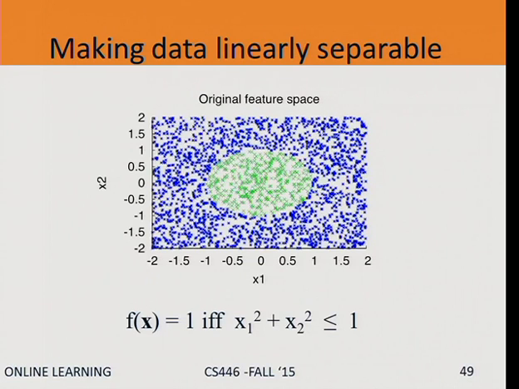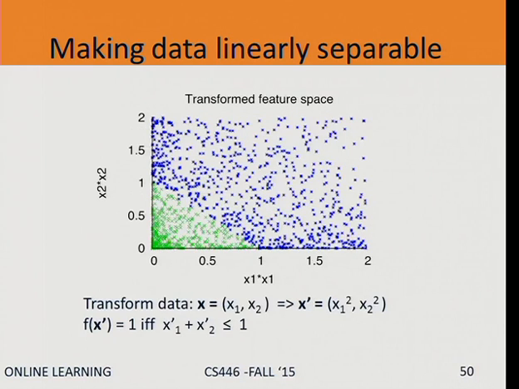Perhaps a more interesting example is this one, where I have blue points and green points. The green points are the positive examples, so my concept here is defined using this circle. So f of x is 1 if and only if x squared plus y squared is less than 1. And I want to learn this concept. The protocol is that you're going to get examples that are green, and examples that are blue. I'm going to tell you which are blue and which are green, and eventually you want to learn a concept that separates green from blue. And the question is how to do it, and moreover, how to do it with a linear separator, with a linear function. And you can see that you cannot do it.